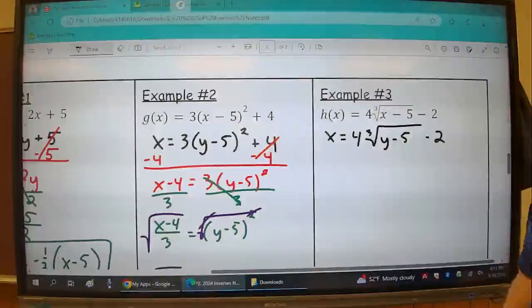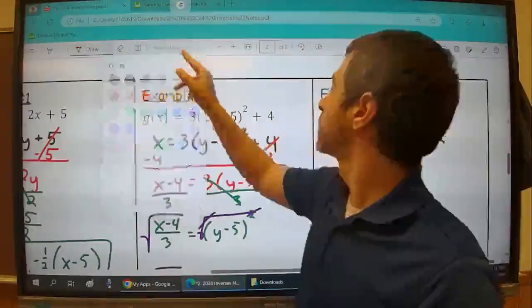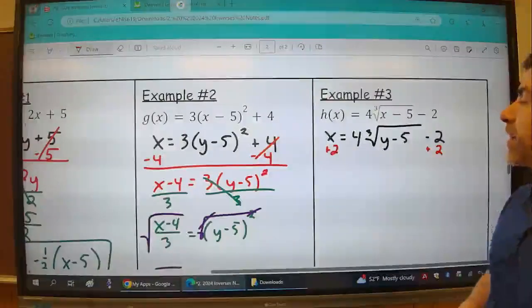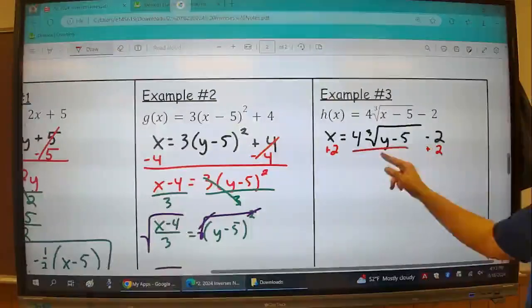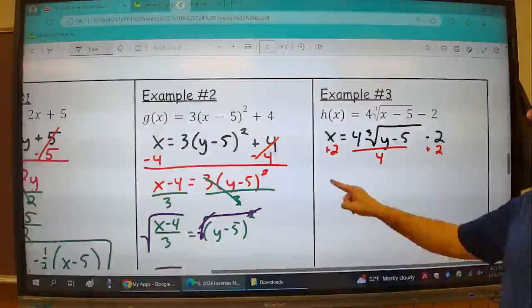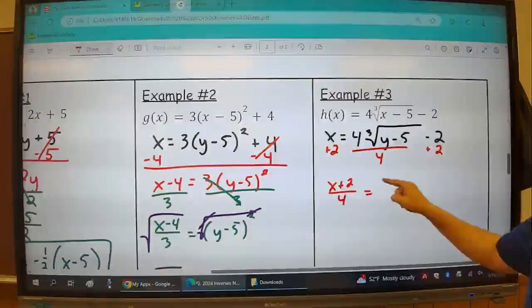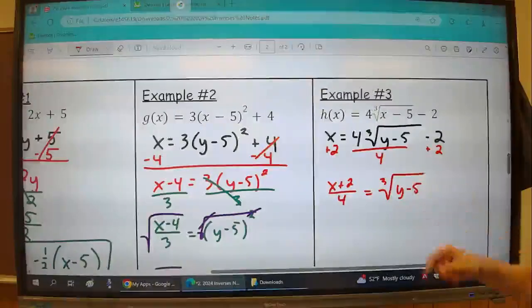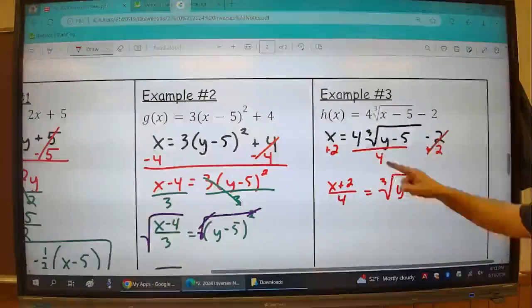To save some space, I'm going to go ahead and take care of the first two together. I know the first thing to do would be to add 2 to both sides. And after I add 2 to both sides and get x plus 2, I'm going to divide that by 4. So we end up with x plus 2 over 4 equals the cube root of y minus 5. So that canceled, and that canceled.